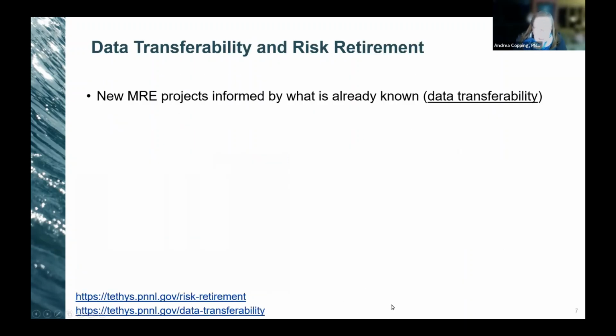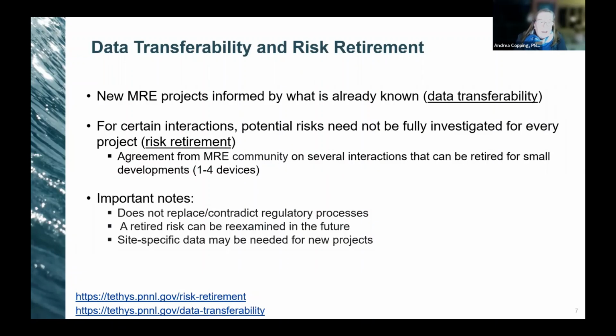So we have been spending some time talking about what we call risk retirement and data transferability. And by data transferability, we mean what is a mechanism for taking existing data sets, information, and so on that has been collected at already consented sites, from research projects, or from analogous industries, and applying it to new applications. And we have developed a system that should make it much easier for regulators and advisors to find these data sets and apply them appropriately.